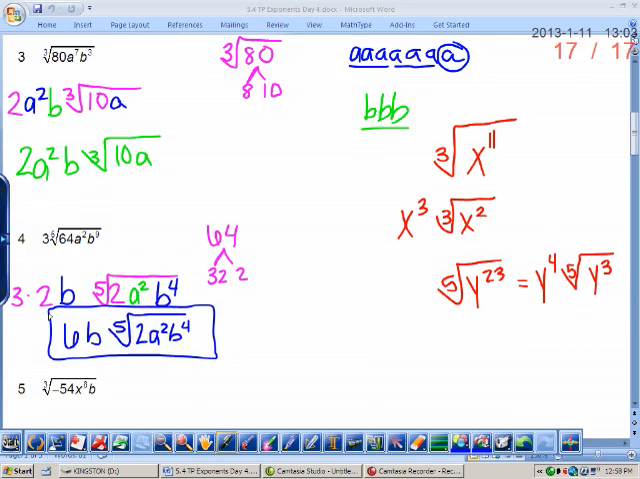Good. I like it. It's like a little puzzle. I like math when it's like this.